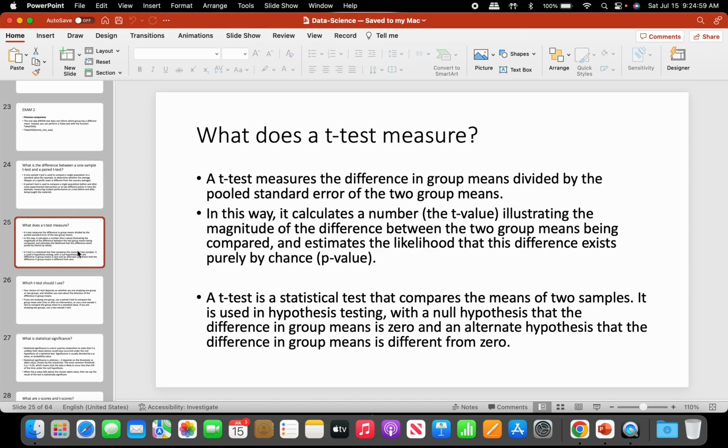And what does t-test measure? So it is a way of calculating a difference between two groups, right? So it will provide a p-value, and if the p-value is less than certain threshold, you will say that the groups are significantly different.